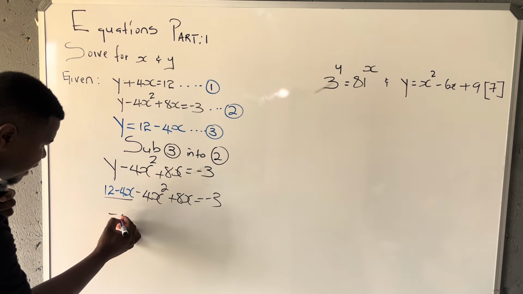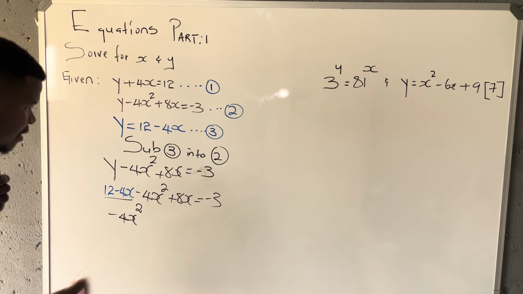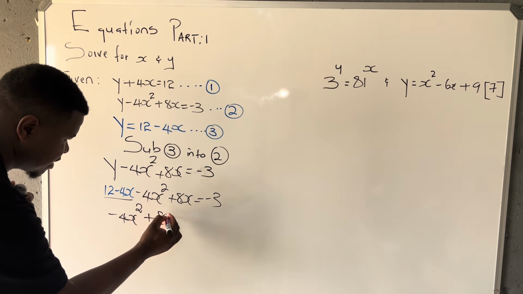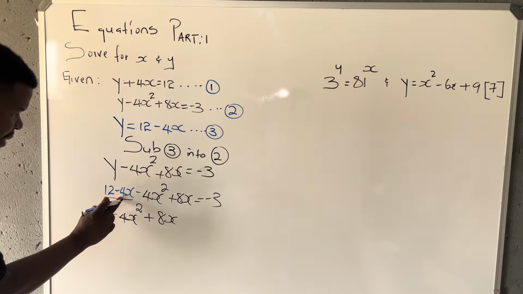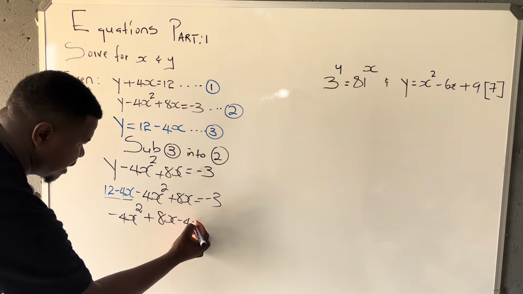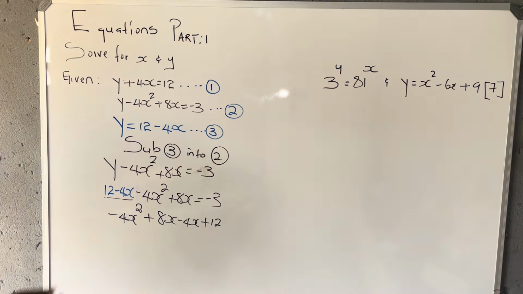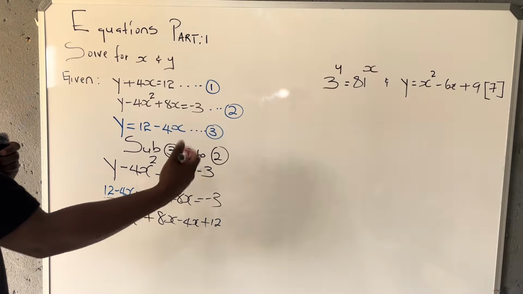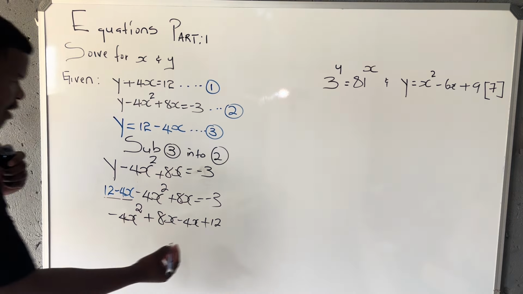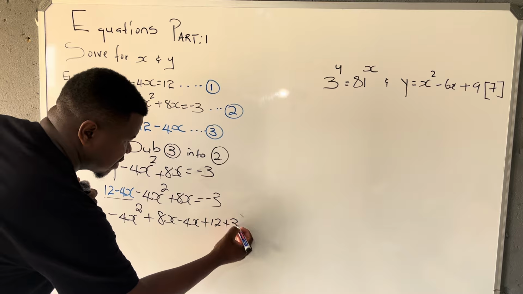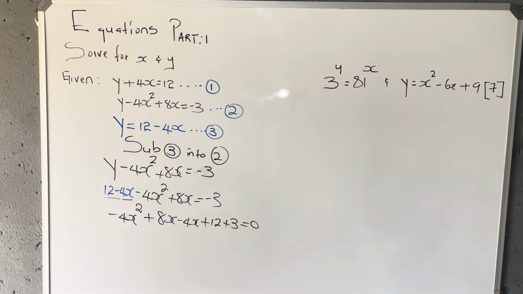Let me start with the leading minus 4x squared plus this 8x. 8x goes with minus 4x, so I'm going to put minus 4x. Then what about this 12? I put 12 there, but let me bring that minus 3, which was on the right-hand side, to the left, from negative to positive. So this is what we have. Like I said, it's easy.